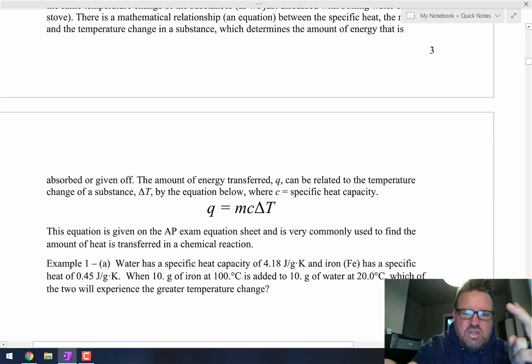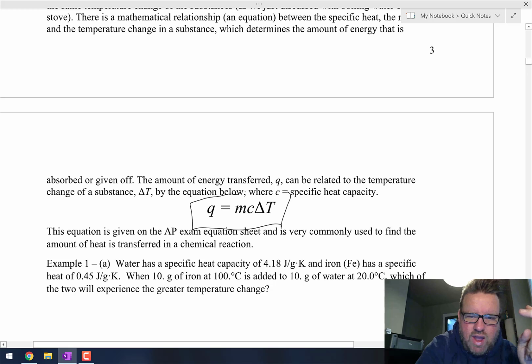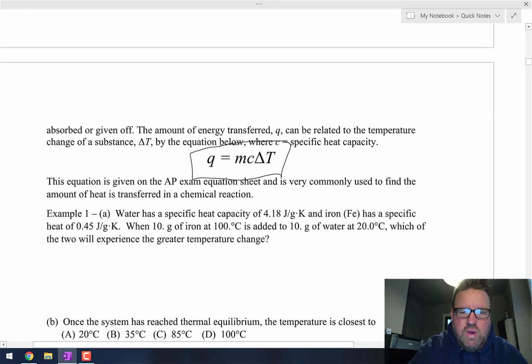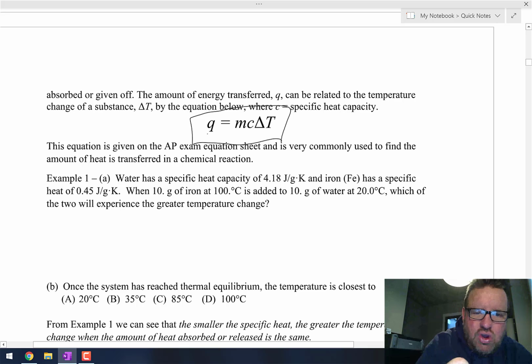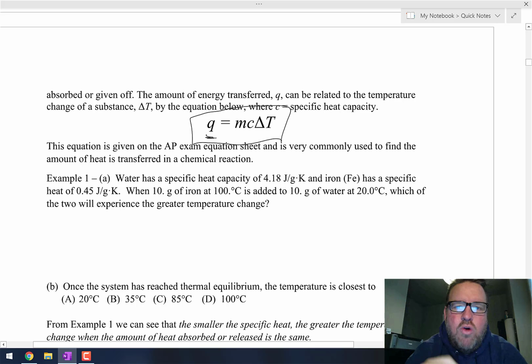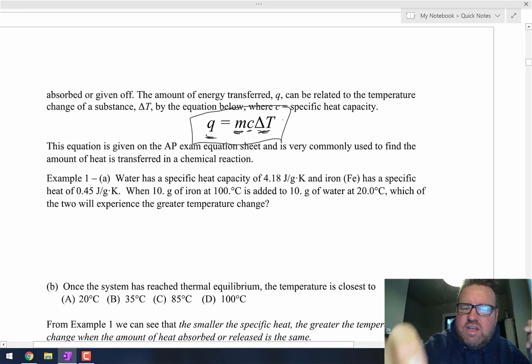And what that leads to is this equation right here, which is Q equals mc delta T. This is an equation that is given on the AP exam. And Q is the heat, how much heat is transferred in this process. And then m is the mass. c is what we refer to as the specific heat or specific heat capacity. And then delta T is the temperature change.